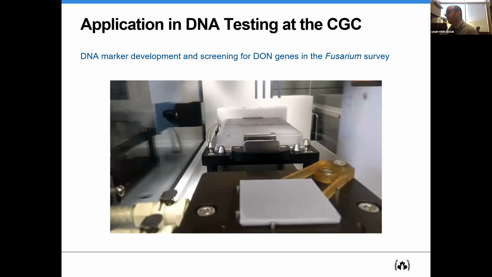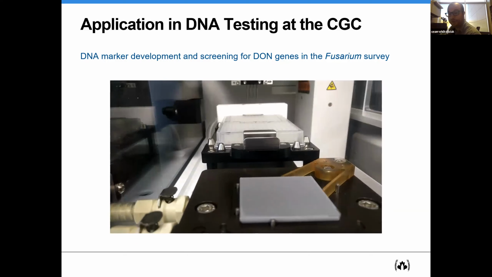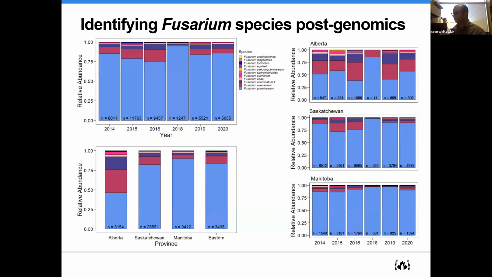We'll run 24 different DNA tests on each kernel using that table that I showed you before with all the markers. Based on the pattern of those DNA tests, we can identify what the species is, what sort of virulence factors or effectors they might have, and what toxin genes they might have. And then this is the outcome of that analysis.